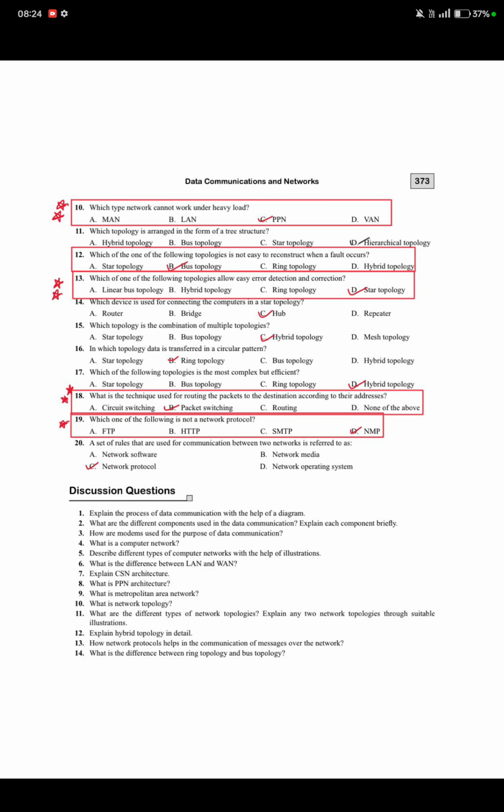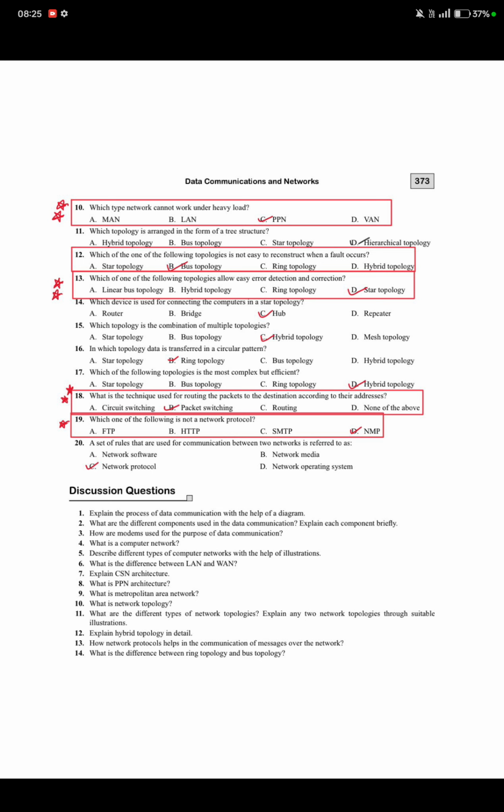Which type of network cannot work under heavy load? Peer-to-peer network, PPN. Which topology is arranged in the form of a tree structure, hierarchical? Which one of the following topologies is not easy to reconstruct when a fault occurs? Bus topology. Which one of the following topologies allows easy error detection and correction? Star topology.